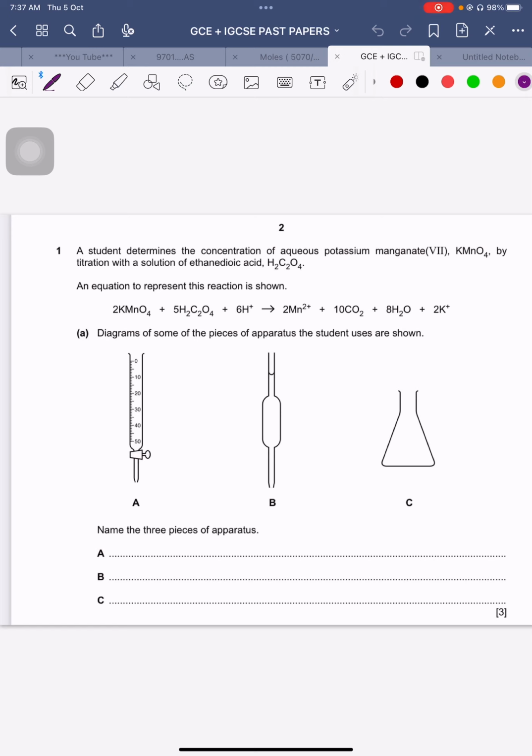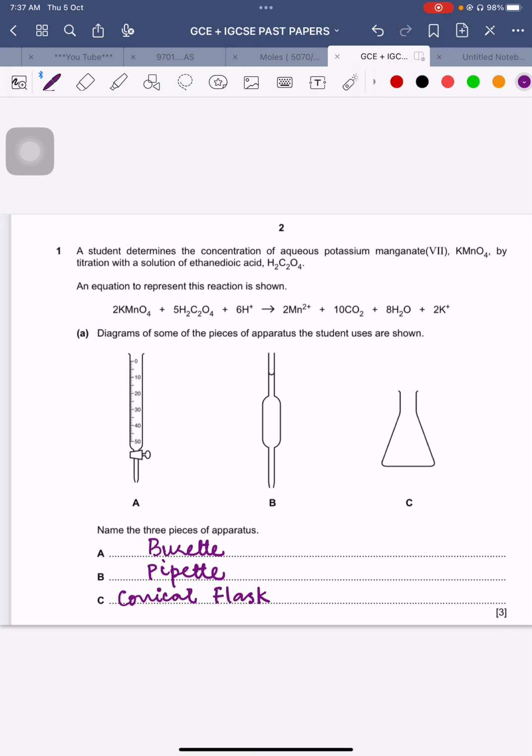Name the three pieces of apparatus. A is called burette, B is called pipette, and C is called conical flask. So I'm writing the names here again. A is called burette, whereas B is called pipette, and C is called conical flask.